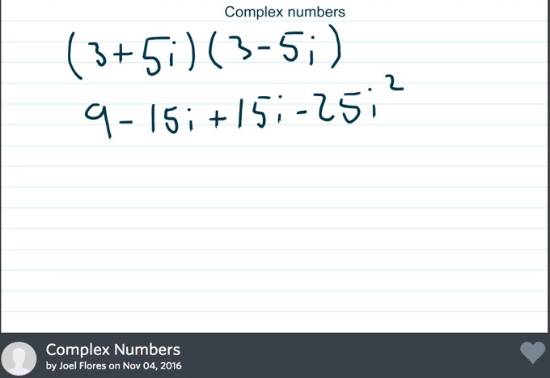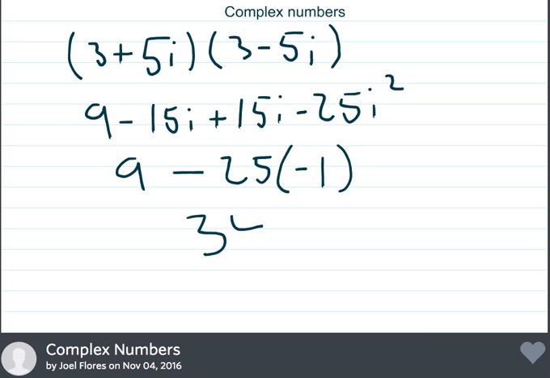So we're just going to combine like terms now. So the 15i's cancel out, and then 9 and 25 is 34, like so. Since the negative 15i and the positive 15i cancel out, we have 9 minus 25 times negative 1, and that turns into a positive 25, leaving us with 34 as our answer. So you can see with multiplication, we could just have an all real number answer.